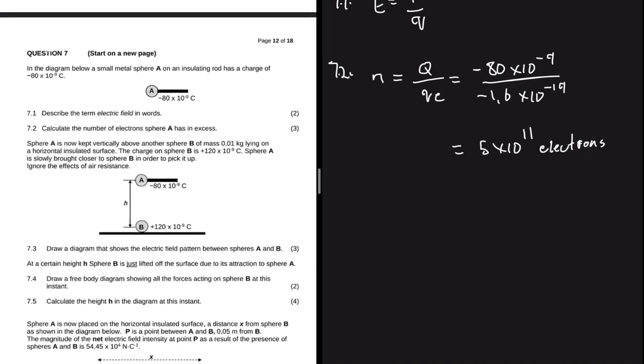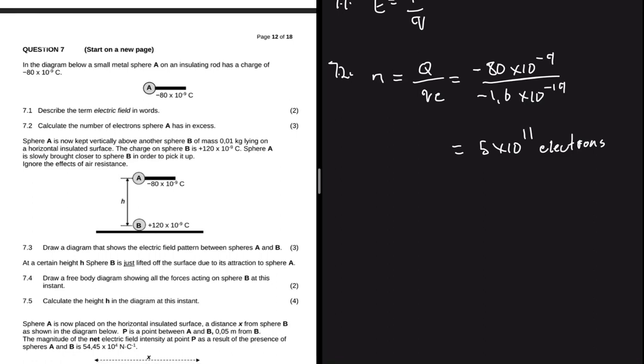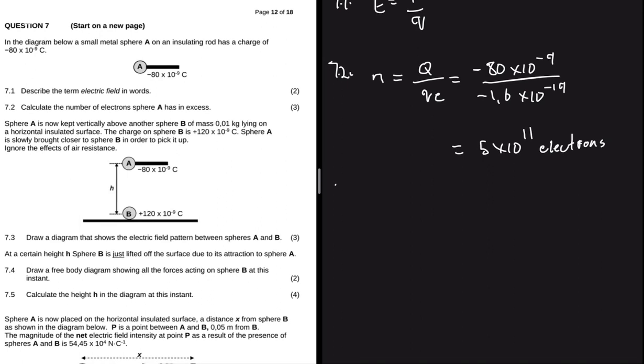And then we are told now that sphere A is kept vertically above another sphere B of mass 0.01 kg lying on a horizontal insulated surface. The charge on sphere B is plus 120 times 10 to the minus 9. Sphere A is brought closer to sphere B in order to pick it up. Ignore the effects of friction. And then 7.3 says, draw a diagram that shows the electric field pattern between spheres A and B.